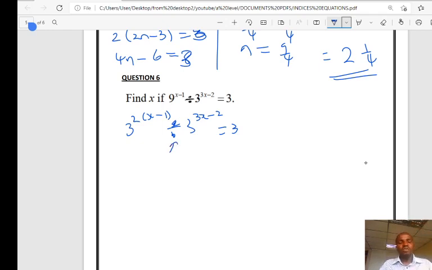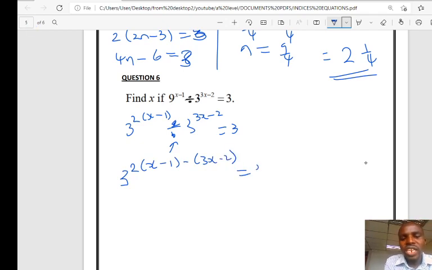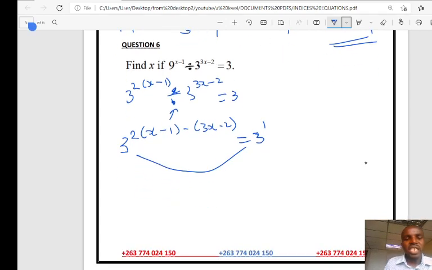Right? So we are dividing here. Apply law number 2 of indices. Whenever dividing indices of the same base, maintain the base, 3 in this case, and subtract the powers. 2, then x minus 1 minus 3x minus 2 is equal to 3. This side, 3 is the same as 3 to the power 1. Same base 3, it means the powers are the same. So you just ignore the bases. Then 3x minus 2 is equal to 1.